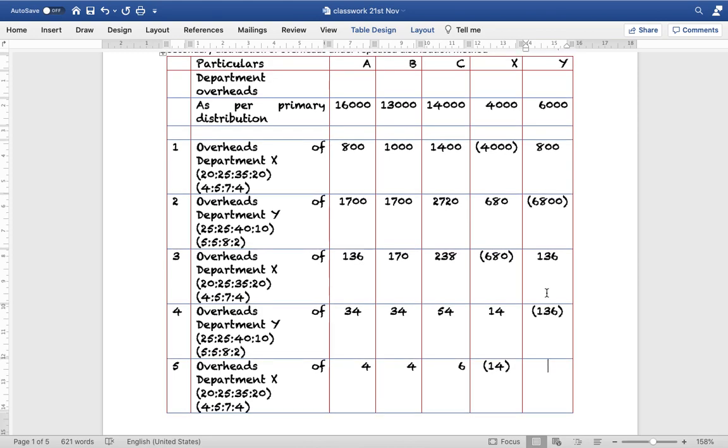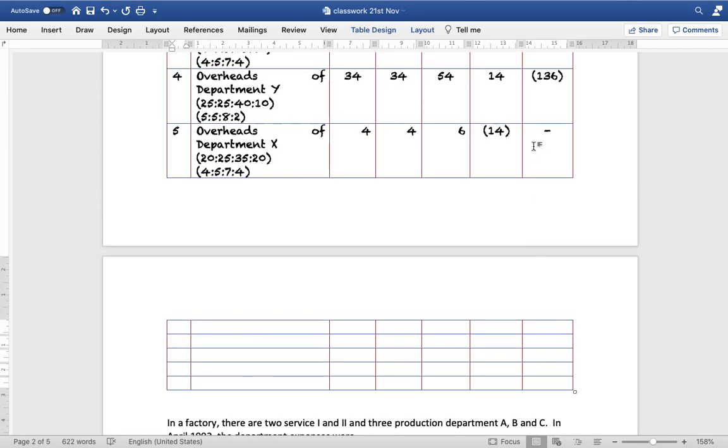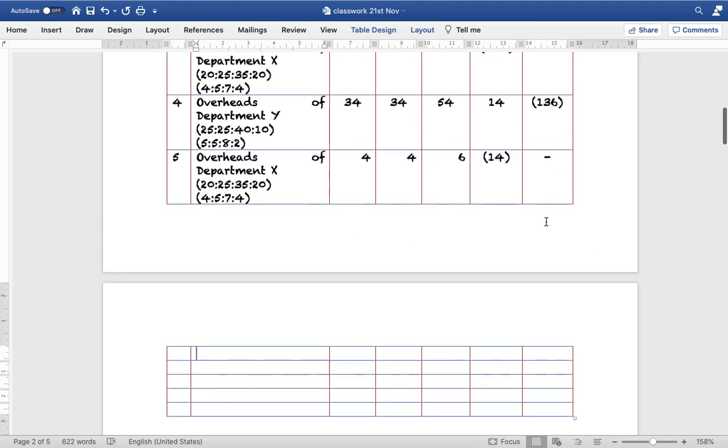So again we are not going to calculate it, so we leave it blank, because when you again go for sharing the 4, it will be in decimals. So to avoid that, we will stop here itself. So we assume that it has been a nil value. If you are taking 4 and sharing it to the other departments, you will be getting it in decimal points. So to avoid it, we will stop it here.